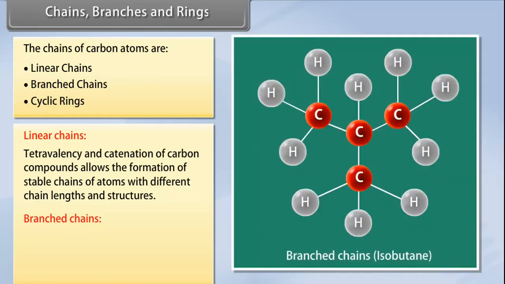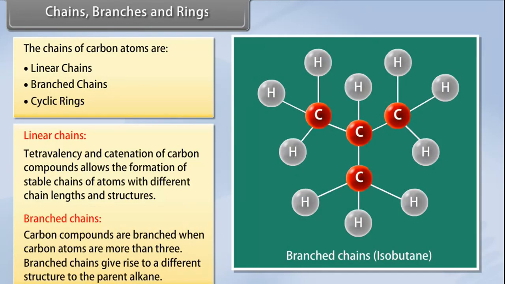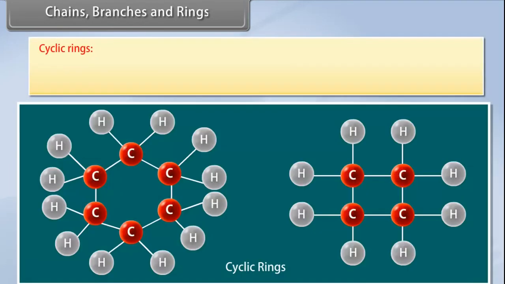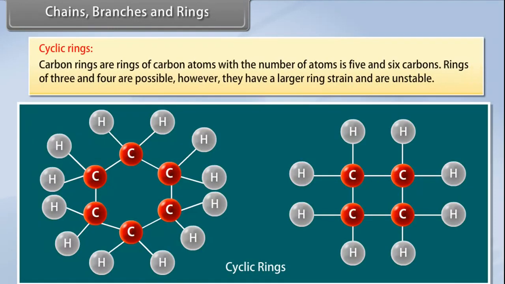Branched chains. Carbon compounds can be branched when the carbon atoms are more than 3. Branched chains give rise to a different structure to the parent alkane. Cyclic rings. Carbon rings are rings of carbon atoms. The number of atoms to form a ring is 5 and 6 carbons. Rings of 3 and 4 are possible.